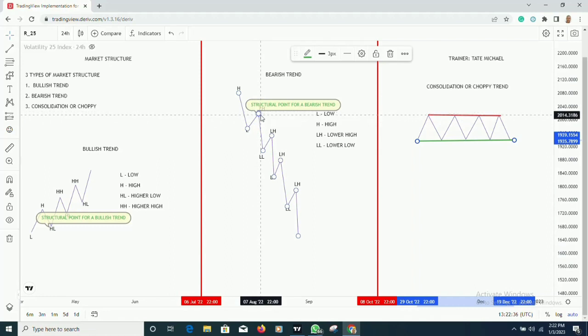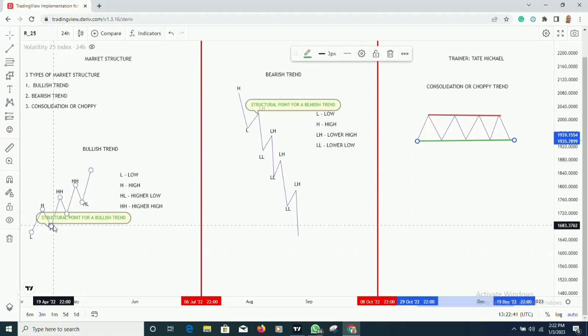So for a bullish trend, the higher low is the best place to put your stop loss beneath. For example, if you enter the trade from this point here, the best place to put your stop loss is below this previous higher low, because if it's a confirmed bullish trend, price never gets back to the previous higher low. That's the power of structural points.